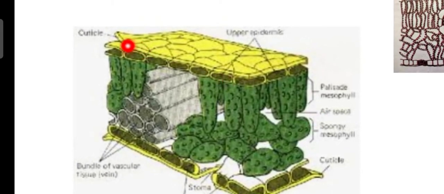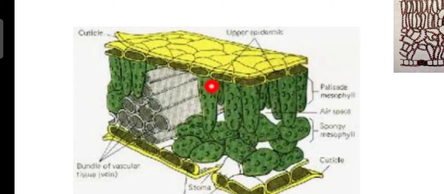So this yellow colored layer is the upper epidermis and below this is the lower epidermis. And in the middle, if you observe, this is the vascular bundle, mainly meant for the transportation of food and water. And the green colored structures which are present in between the upper epidermis and lower epidermis are known as mesophyll tissue. Again, it is differentiated into palisade mesophyll and spongy mesophyll. It is also called palisade parenchyma and spongy parenchyma.